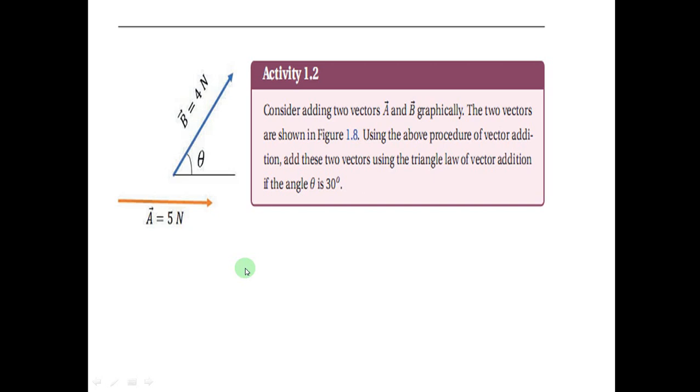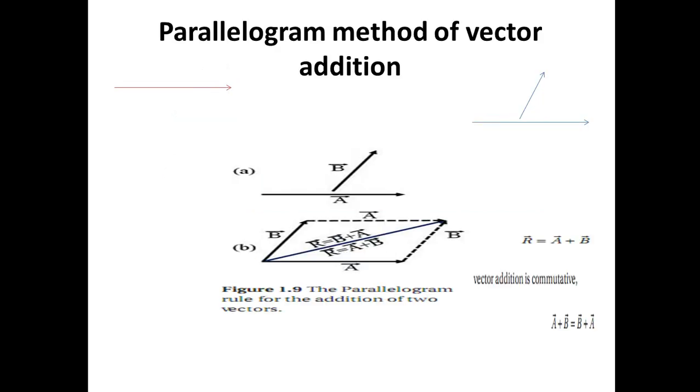But mathematically, how we are going to solve such kinds of addition, we are going to see in our later video. The other way of vector addition is the parallelogram method of vector addition. How does the parallelogram method work? Let's consider two vectors, vector A and B. How are we going to find the resultant vector, A plus B, using a parallelogram?